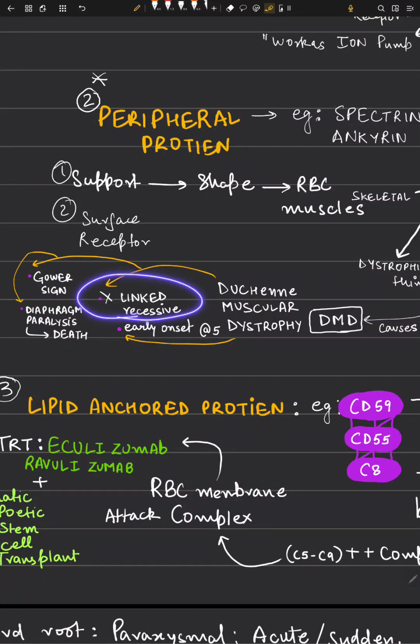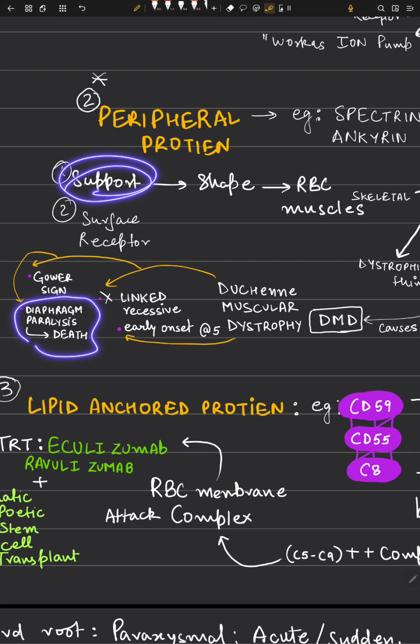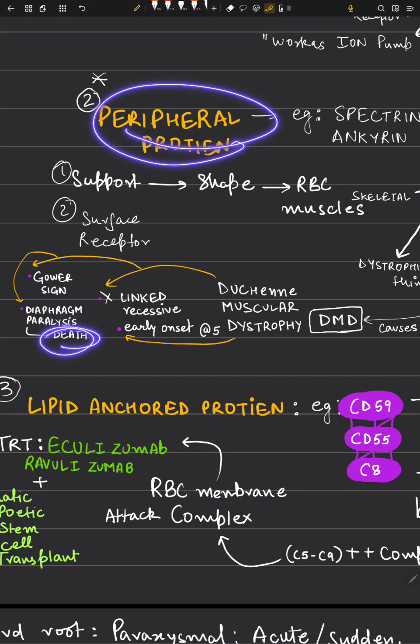So it's X-linked recessive. Its onset is early, at the age of 5. There is something called Gowers sign. It's present. The diaphragm is paralyzed, and why is it paralyzed? It's paralyzed because there is no support. So eventually the diaphragm is paralyzed. All of your muscles that support your breathing can't work, and eventually you die out of breath. So we need peripheral proteins.